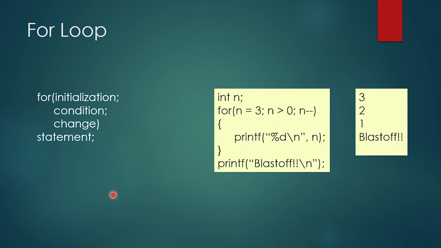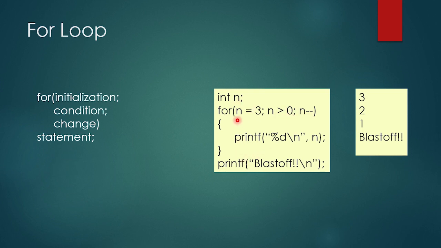Now the for loop has an initialization part, a semicolon, a condition, a semicolon, and a change, all in parentheses. So I've got an integer n, and it says for n equals 3, and that n equals 3 gets executed once, the very first time the loop begins. Every time it goes through the loop, at the start of the loop, it checks to see if n is greater than 0. And at the end of the loop, it does n minus minus after it's executed the body of the loop and before it goes around to check the condition again.